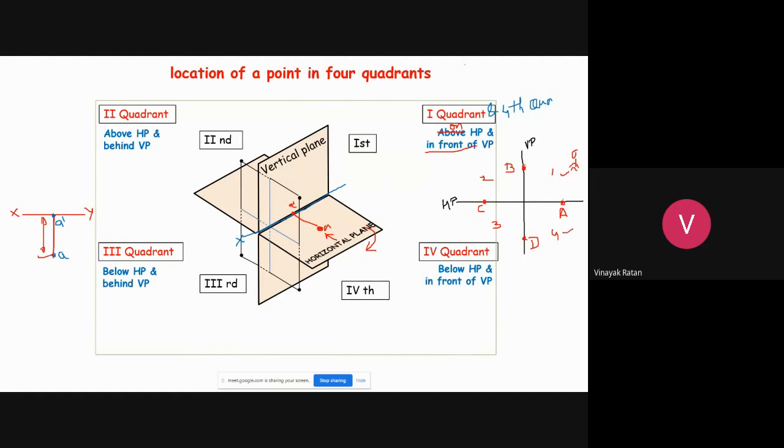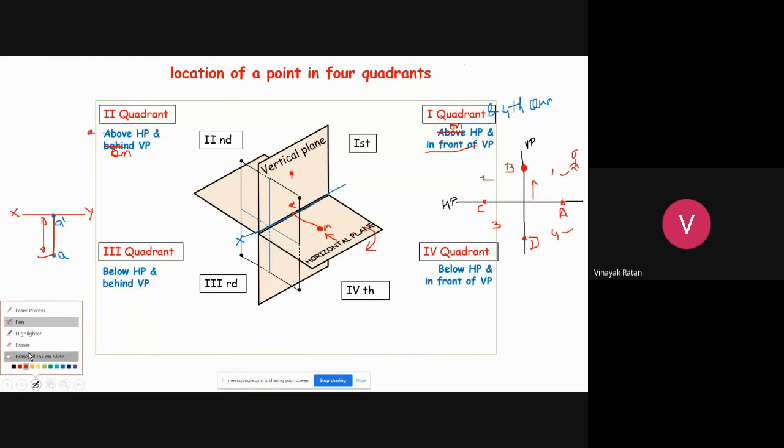So this is with respect to point A. It lies in first as well as fourth quadrant. Now, let me consider point B now. On vertical plane and above horizontal plane. Second case, above horizontal plane and on vertical plane. That is here. Point is somewhere here.